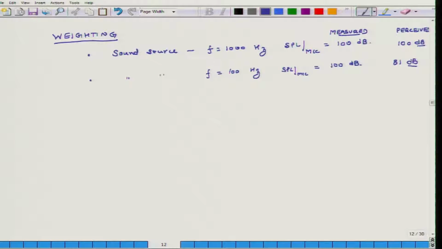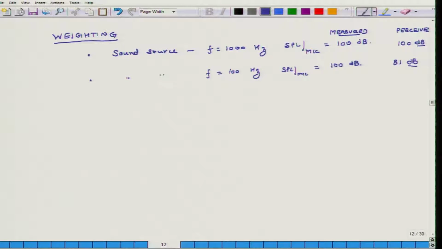What does that mean? His ears are more sensitive at 1000 hertz, and at 100 hertz they get excited to a lesser extent. So, they are less sensitive, and that sensitivity drop between 1000 and 100 hertz is 19 decibels. Now, we do another experiment. Instead of 100 hertz we play a third tone, and we again set the strength of the signal such that the SPL measured by a microphone is 100 decibels, and we ask the listener what he thinks the SPL is. If you take several listeners and record their observations, his perception will be something like 69.8 dB.